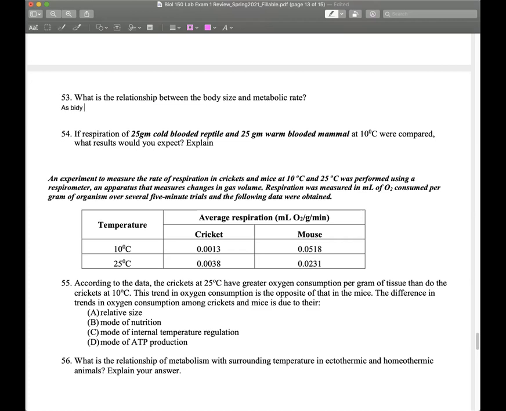So as body size increases, metabolic rate decreases. And it's thought to have something to do with the surface area to volume ratio of organisms.